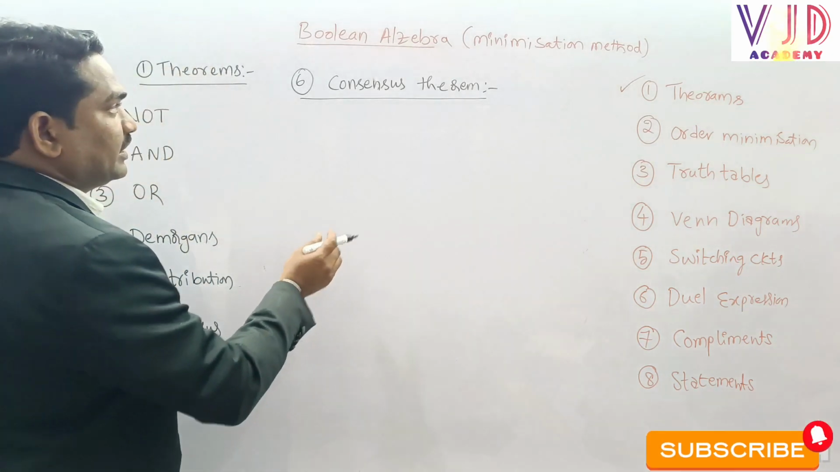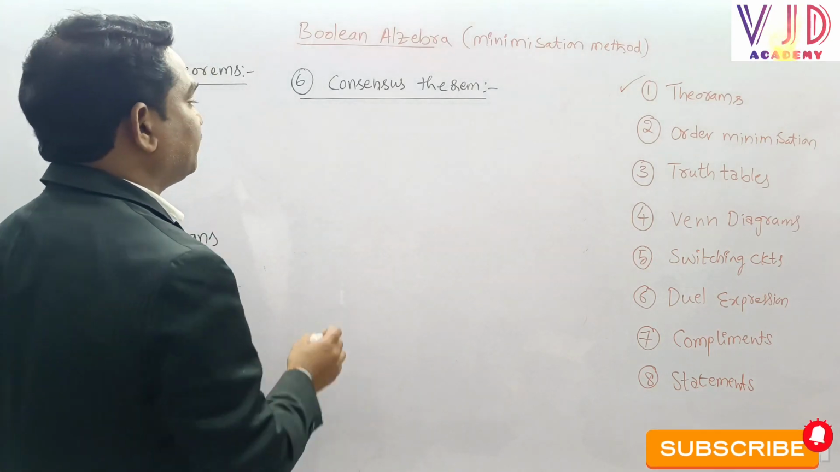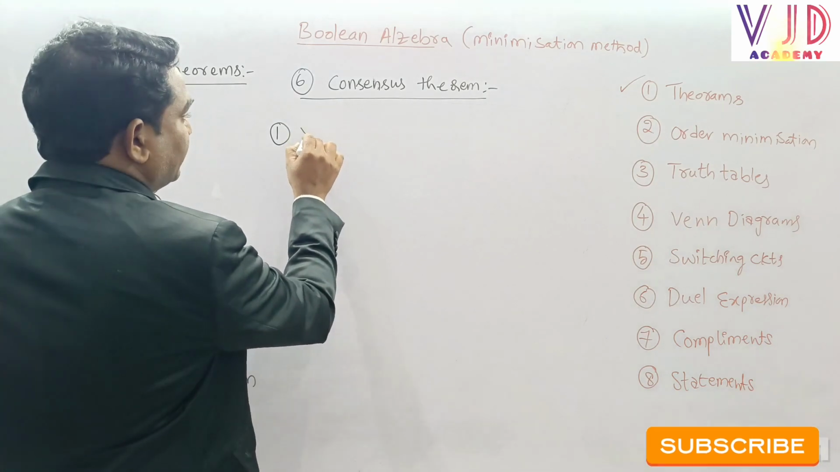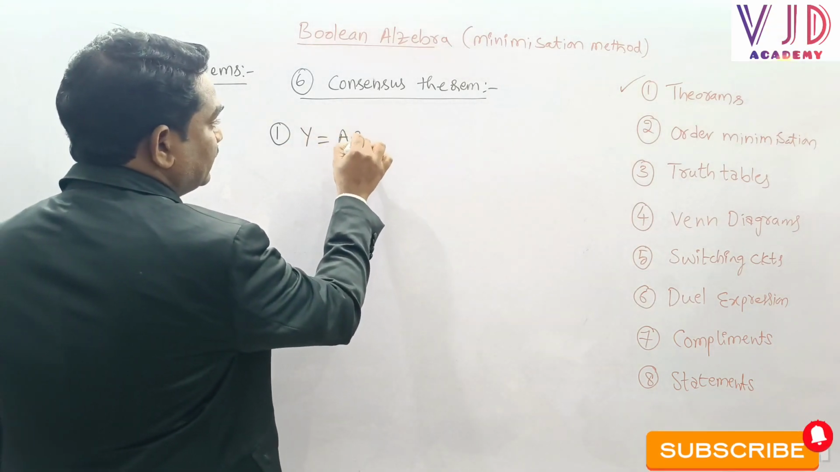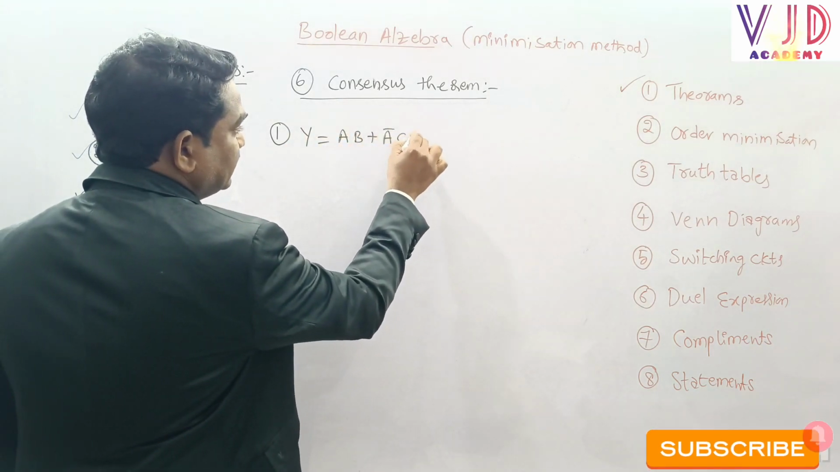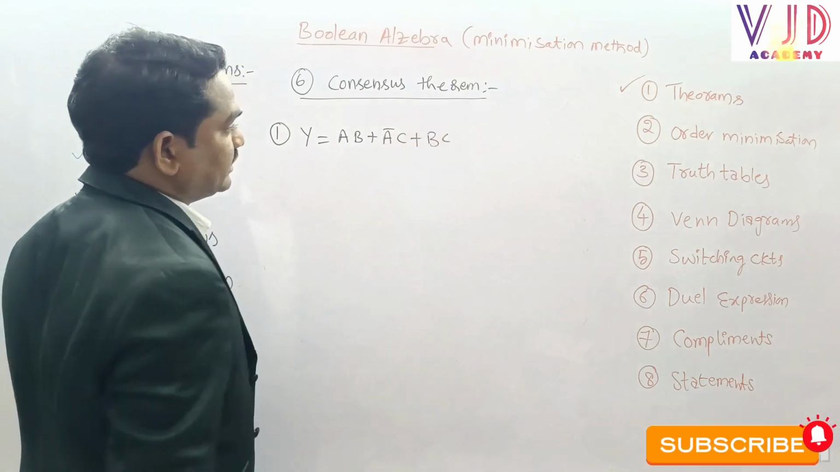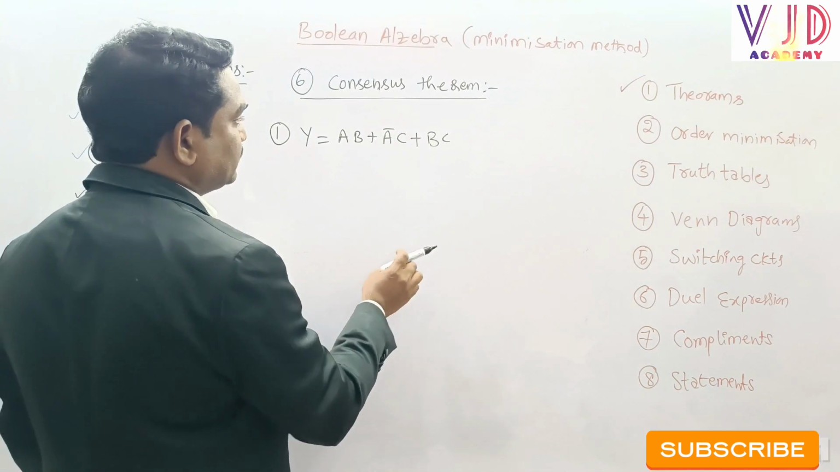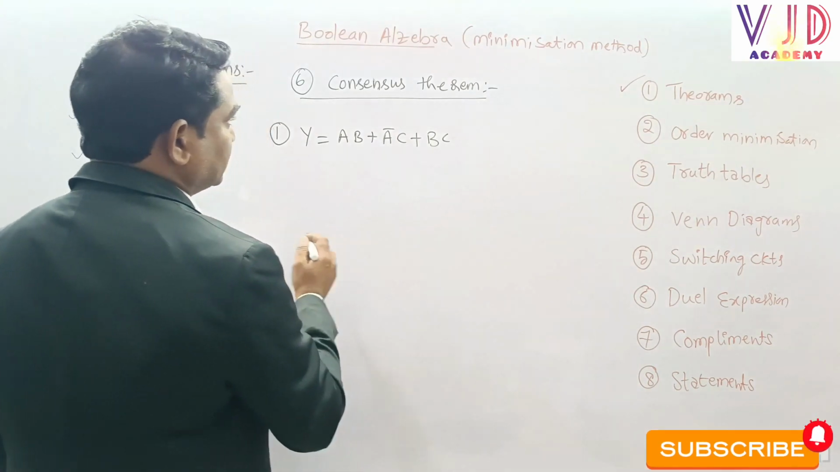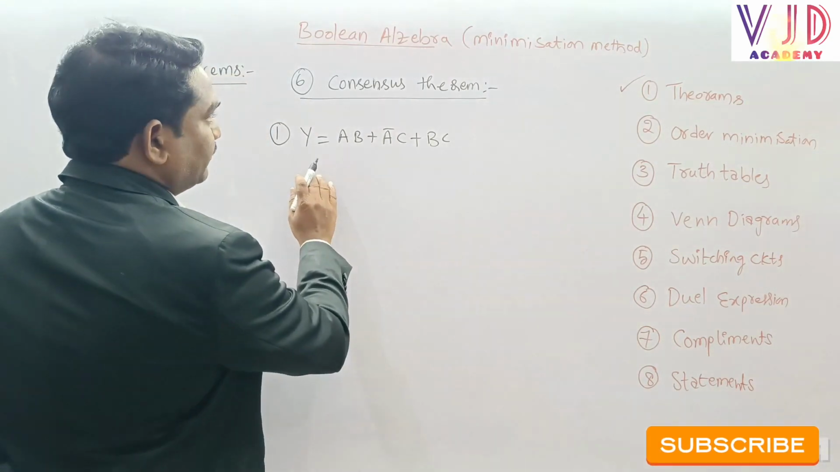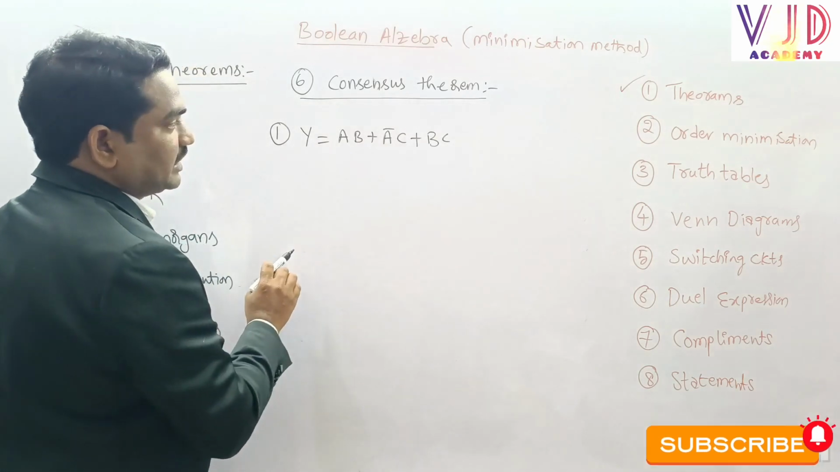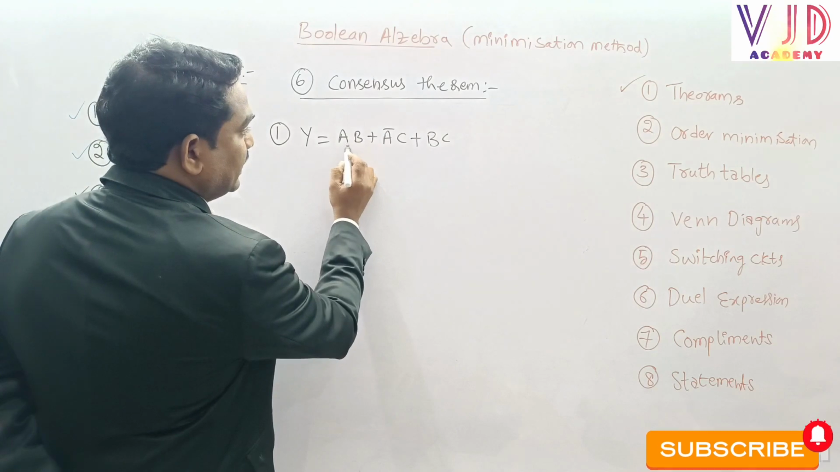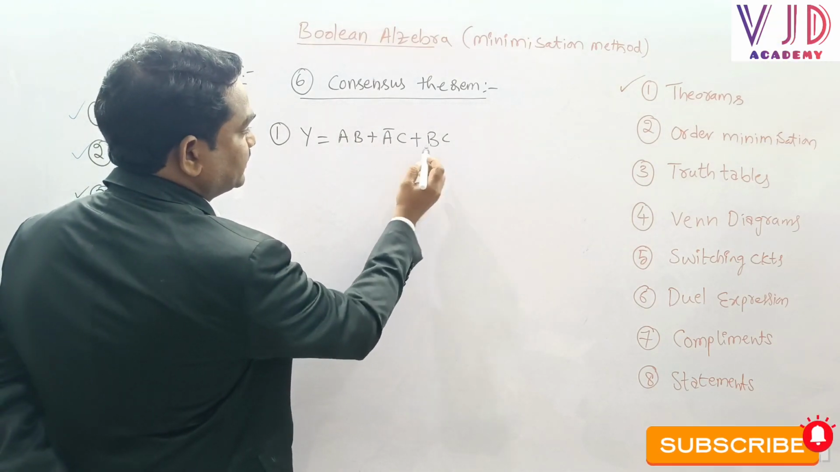Sir, the moment we look at the consensus theorem, what will happen? The logical expression here, y equal to AB plus A bar C plus BC. Let me consider this logical expression. And now, sir, here is the unique solution to find for this logical expression. So when we are looking at the consensus theorem, the logical expression given is AB plus A bar C plus BC.